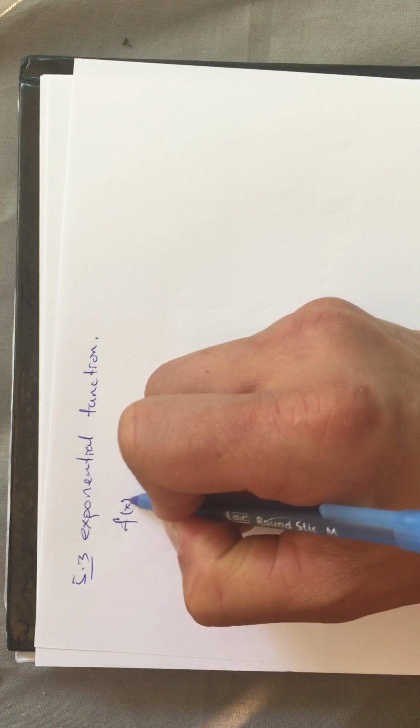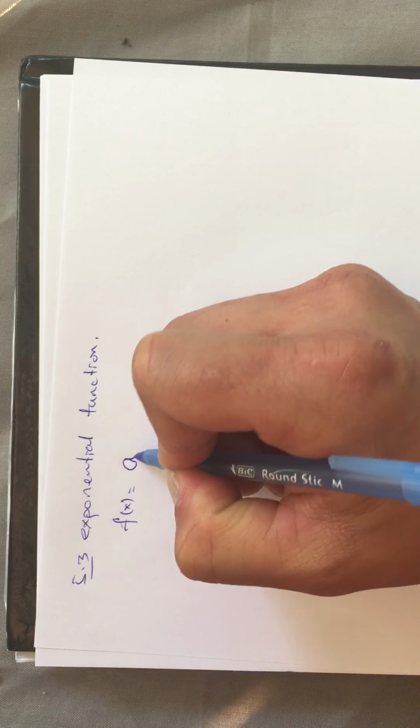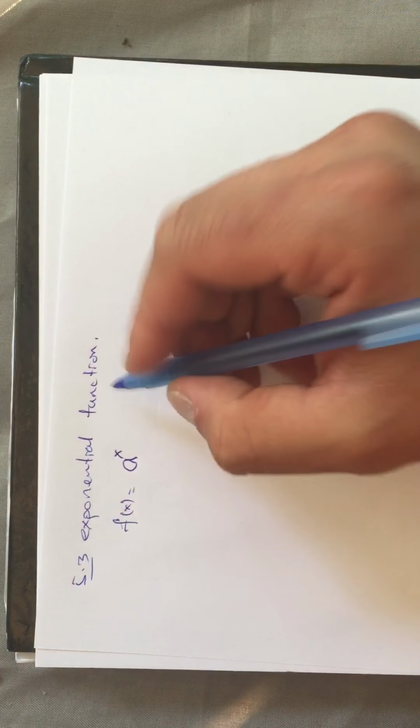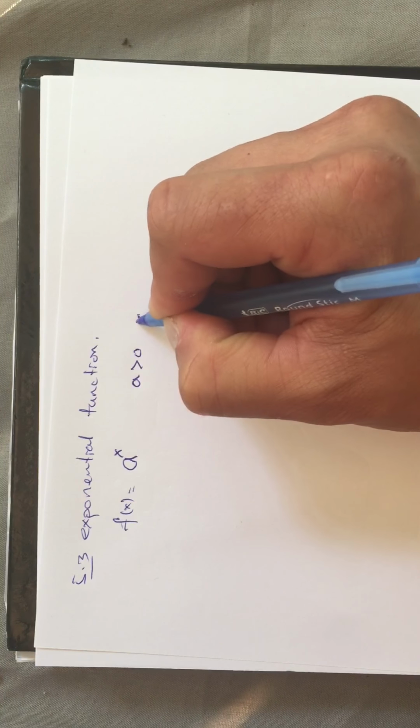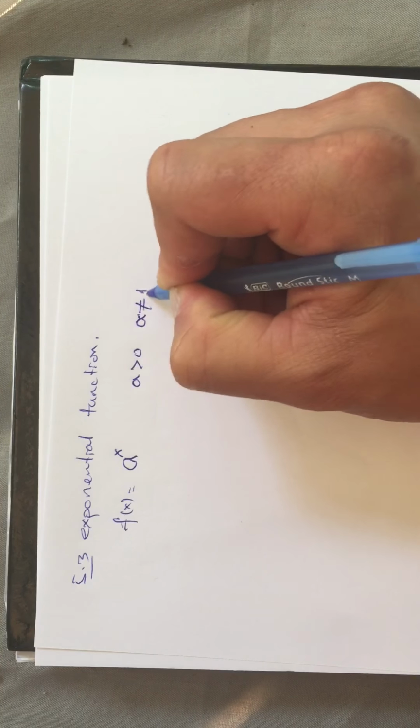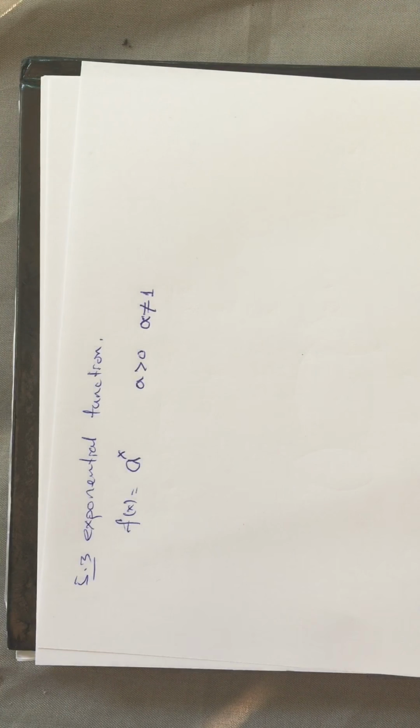It must be a function in the form of an exponent where the base is a constant and the power is the variable, but the base must be bigger than 0, and of course we don't want it to be 1 either. That would make no sense, it would just be a constant. So we can do this.